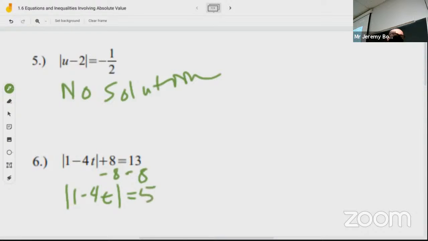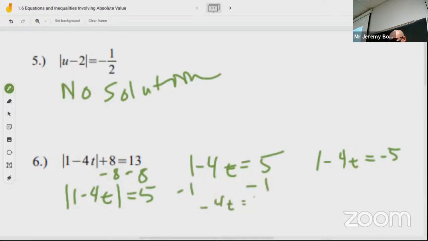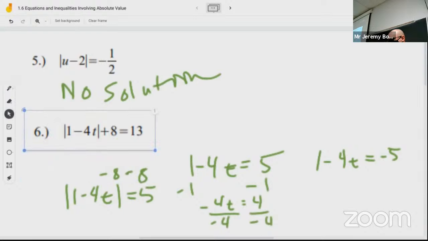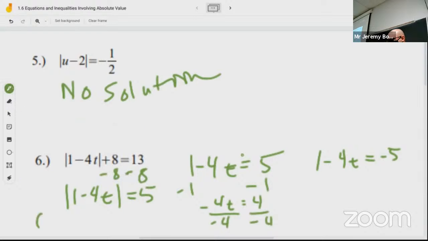And so now we have the absolute value by itself, isolated, equal to a positive integer. Not non-negative is really what I should say. So we can say 1 minus 4t is equal to 5, or 1 minus 4t is equal to -5. And then we'll solve that up. Subtract 1, -4t is equal to 4. Divided by -4. And so t will equal, we need to put it somewhere. We'll keep it there. T is equal to -1.